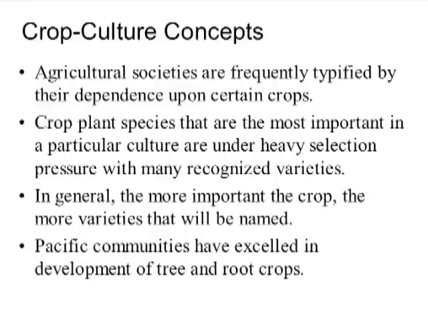Agricultural societies are frequently typified by their dependence upon certain kinds of crops. Crop plant species that are the most important in a particular culture are under heavy selection pressure with many recognized varieties. In general, the more important the crop is, the more varieties that will be named and recognized and used within a particular society.